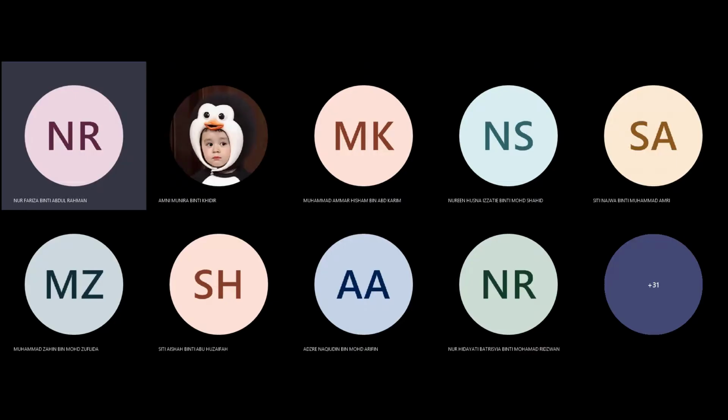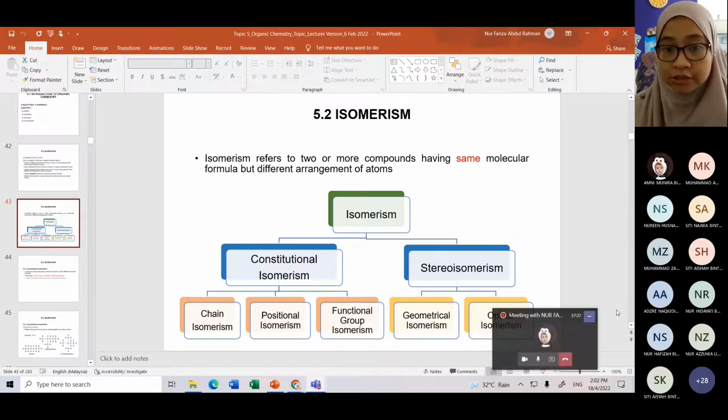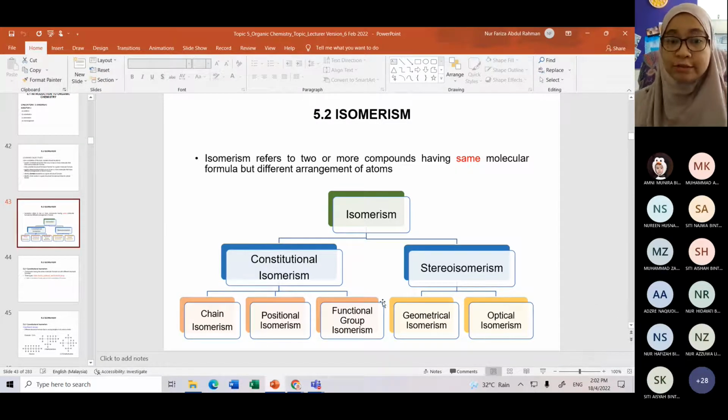Previous lecture, we have talked about isomerism. We have two types of isomerism: constitutional isomerism and stereoisomerism. Constitutional isomerism is the one that you have learned during your SPM time. This constitutional isomerism can be divided into chain isomerism, positional isomerism, and functional group isomerism.